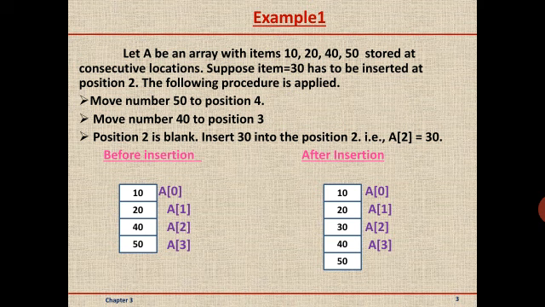So let us learn this algorithm with the help of an example. Here we have taken an array A with elements 10, 20, 30, 40 and 50 stored in continuous memory locations, and item 30 has to be removed from position 2. We know that 10 is stored at position 0, 20 at position 1, 30 at position 2, 40 at position 3 and 50 at position 4.